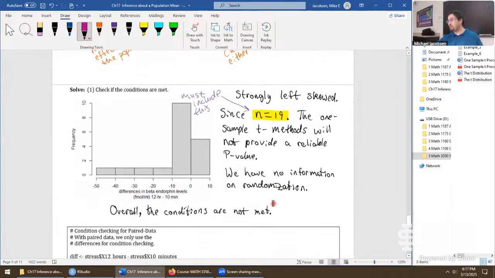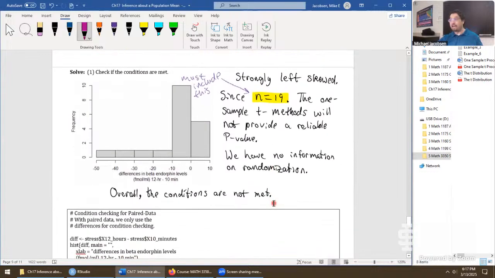So condition checking is a wild adventure, and this is our first time we have a full stop. One sample t methods we don't expect to be effective at all. But just for the sake of showing how it goes, let's analyze the data anyways. Any questions first?